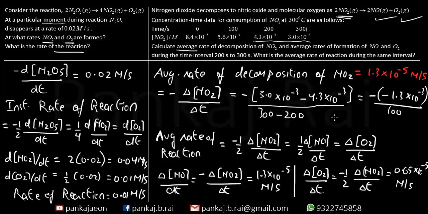Okay, what about the rate of reaction? The rate of reaction is either the first one, the second one, or the third one. As you can see, the rate of reaction is equal to the rate of formation of O2 directly, so we can write that it is 0.65 into 10 raised to minus 5 molar per second. So in this way you can solve numericals based on the rate of reaction, rate of consumption, or rate of formation.